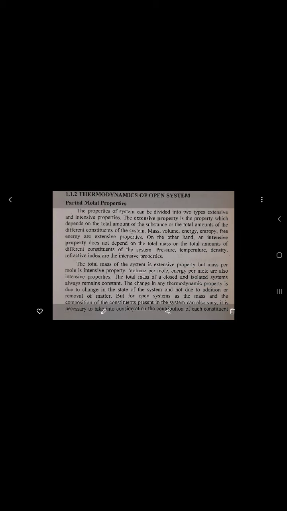You can see here is the definition. The extensive property is the property which depends on the total amount of substance or the total amount of different constituents of the system. Whatever the constituents which are present in the given system, if any property which depends on that amount of substance, that is called as the extensive property. For example, mass, volume, energy, entropy, free energy, all these are called as extensive property. Everybody understood what are extensive properties? Remember, this is very important question for examination.